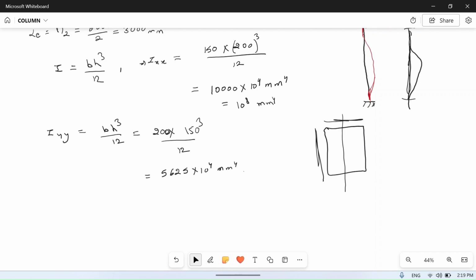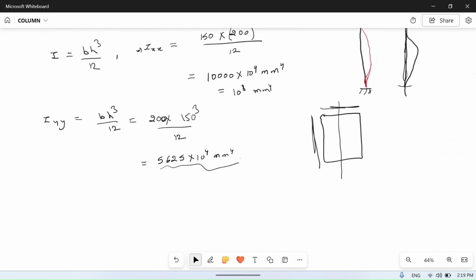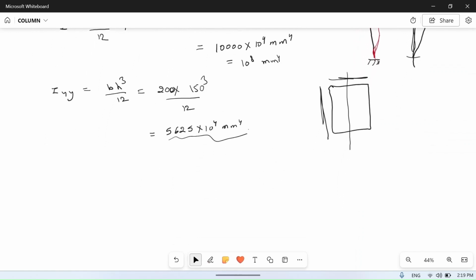Now which one is less? The value of Iyy is less, meaning this cross section is weaker along the Iyy axis, so buckling will take place only in that direction. So we will consider Iyy because it is minimum. The column will buckle about the y axis.